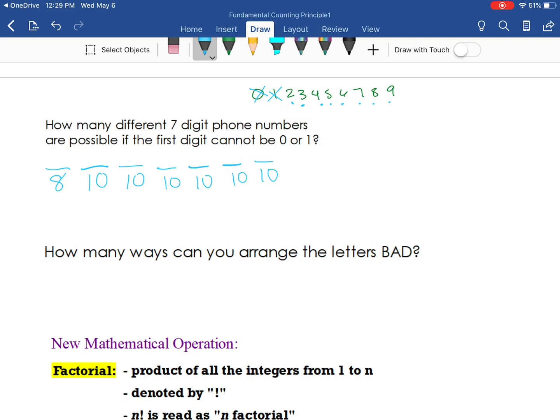There we go. So we want to multiply these together then. And what this really boils down to is we're taking 8 times 10 to the 6th power. You could do that in your head, or you could use your calculator if you want. Either way, you are going to end up with 8 million, right? 8 and then 6 zeros. That's what 10 to the 6th power means. There are 8 million different phone numbers using that combination.